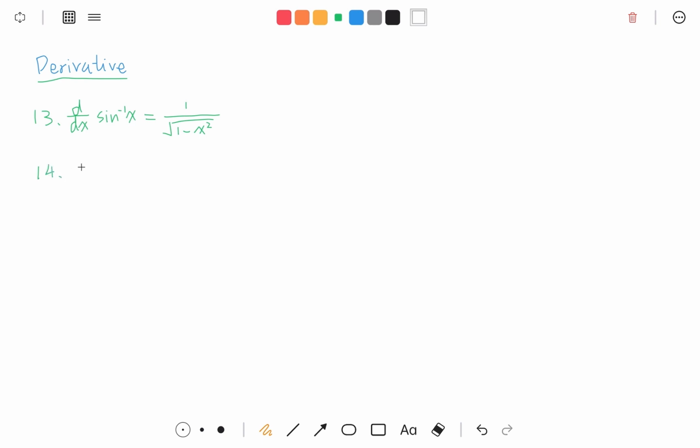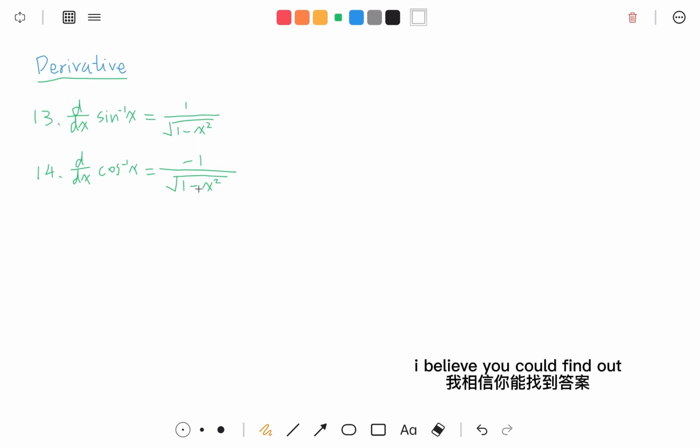And d/dx arccos x is equal to -1 over the square root of 1 minus x squared. I believe you could find out that these two are the same in all the places except the second one is negative. So that's easy to remember. You should remember only one of them and then get the other one correct.